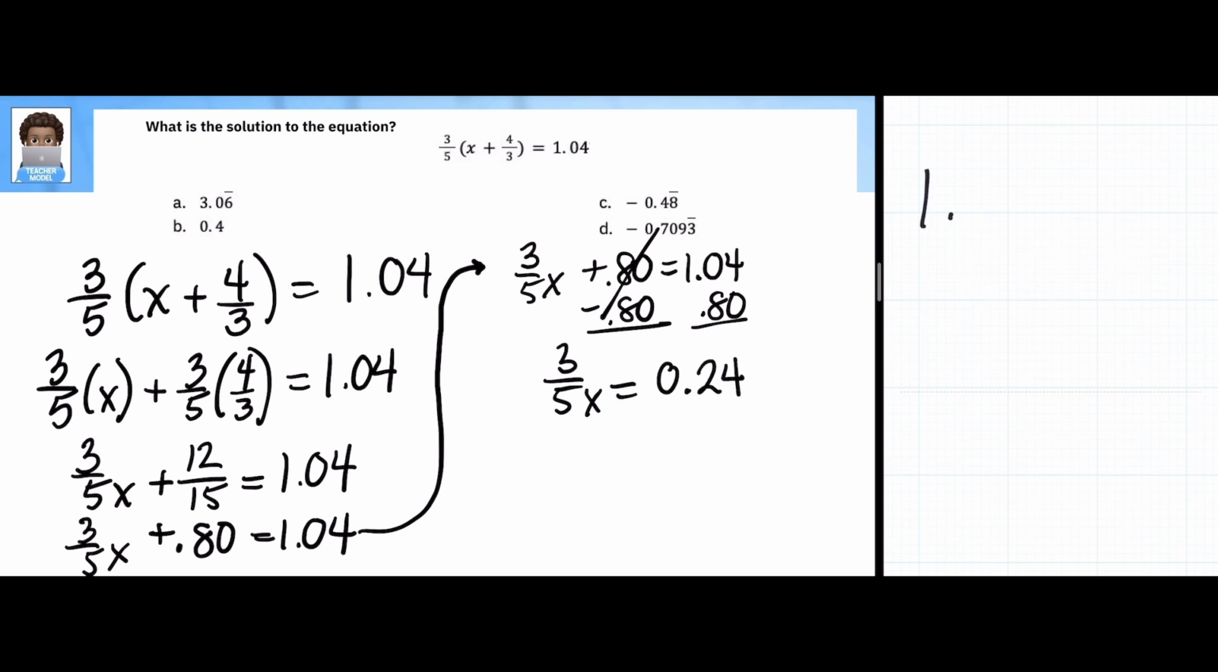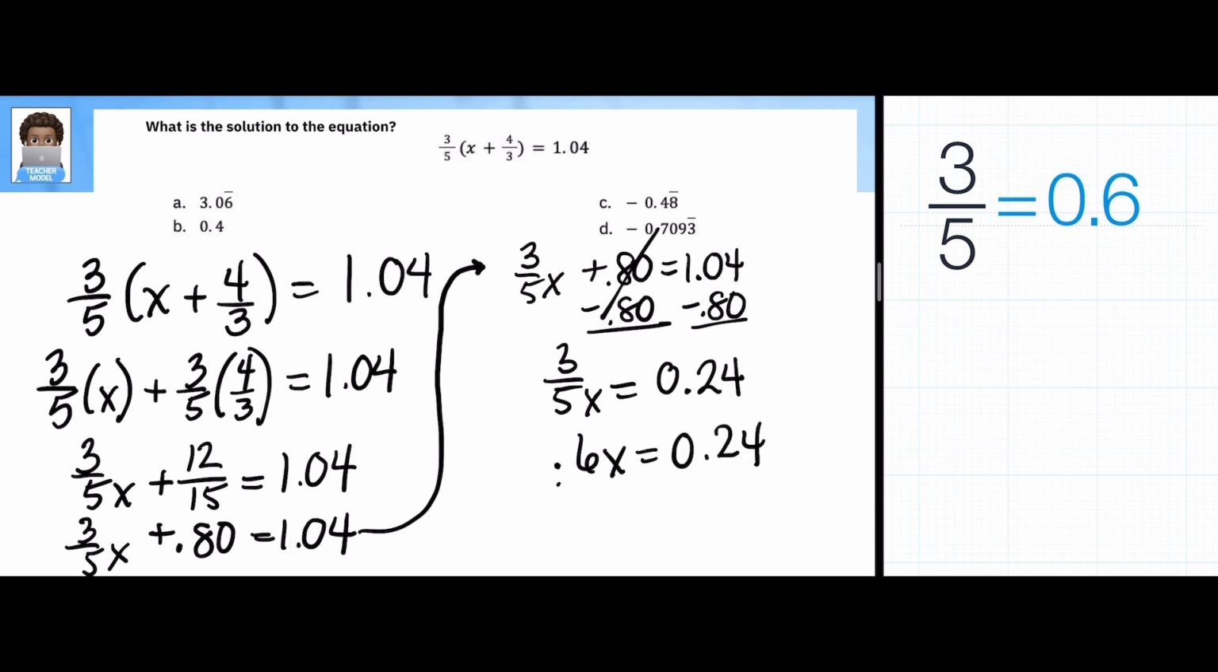Again, you can use your calculator to check your work. All right, now I have 3/5 x is equal to 0.24. Again, I would rather these all be decimals, so 3/5 is the same as 0.60. So 0.6x is equal to 0.24. Now, look at how much easier I've made this for myself, dividing by 0.6 on both sides.